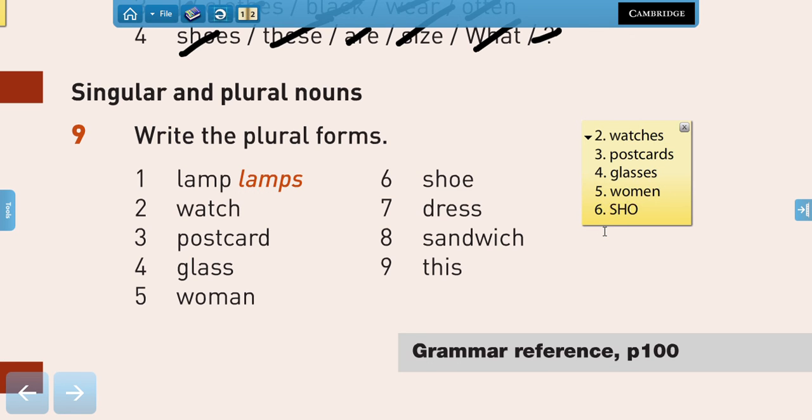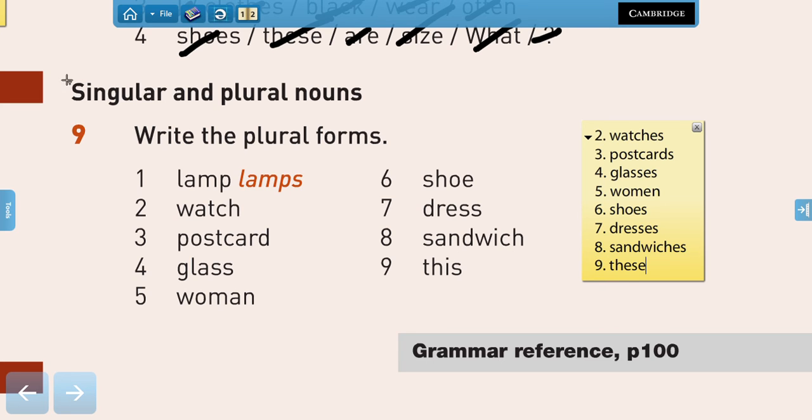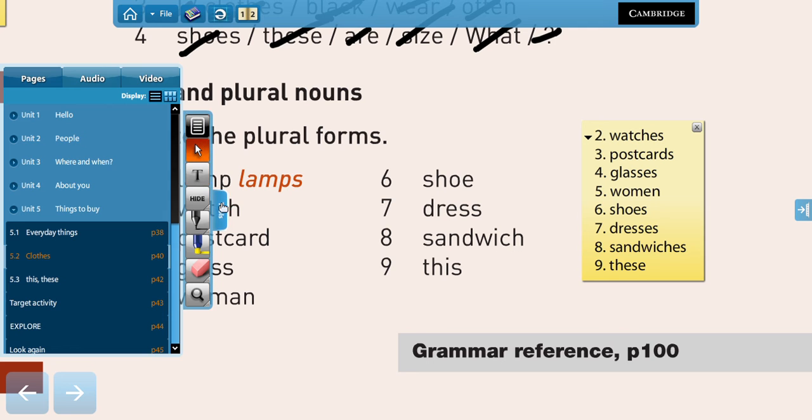Then 6, we have shoes, dresses, right? Dresses, the same as glasses. Sandwiches, and the last one is the word these, right? With the longer sound. Okay, so very good. That is the end of the exercises for Unit 5.